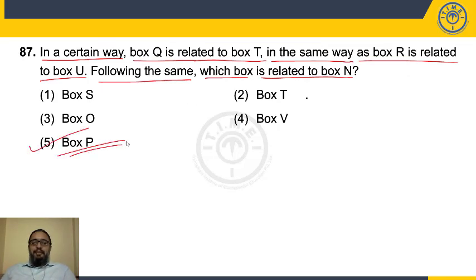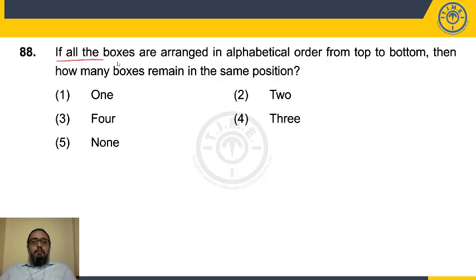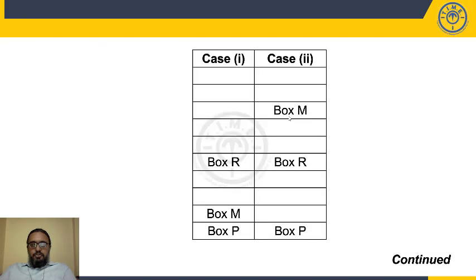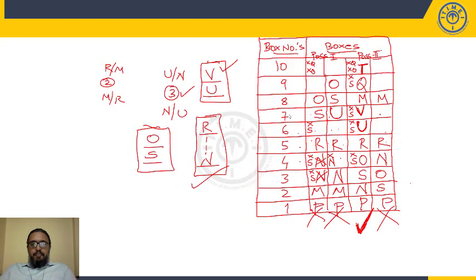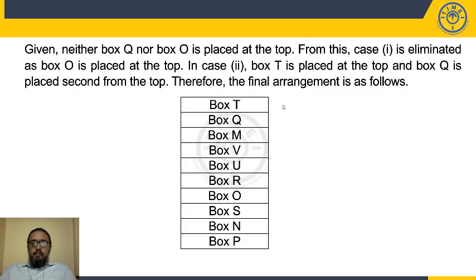Yeah, okay. Choice 5. Next, if all the boxes are arranged in the alphabetical order from top to bottom, then how many boxes remain in the same position? Okay, top to bottom alphabetical order. So starts with M to V. Okay, so M, N, O, P, Q, R, S, T, U, V. So check how many are in the same position.